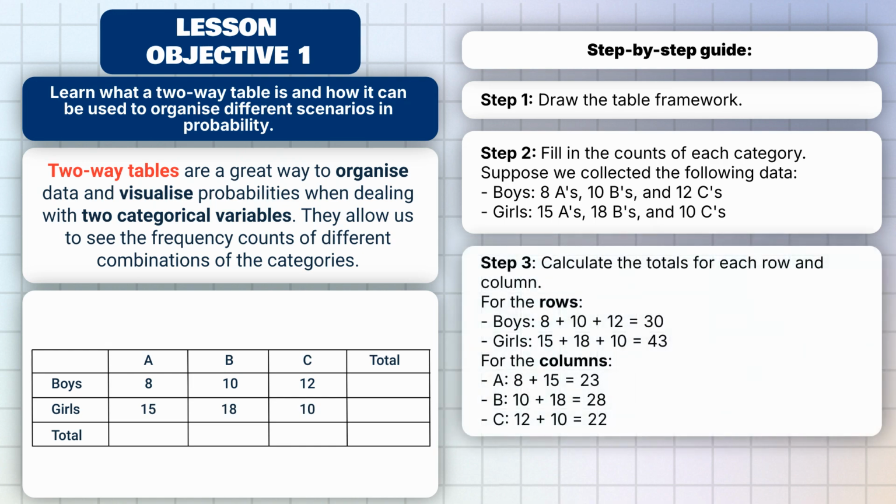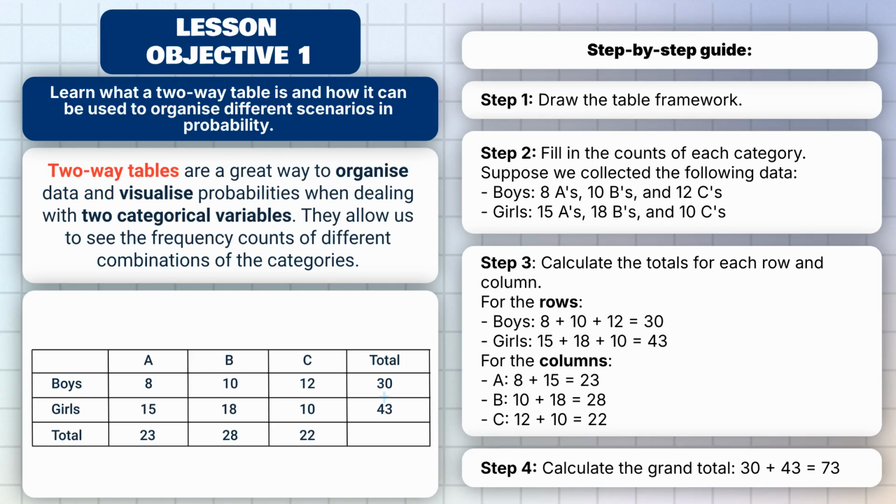Step 3. Calculate the totals for each row and column. For the rows, the boys' total is 8 plus 10 plus 12 equals 30. The total for girls is 15 plus 18 plus 10 equals 43. For the columns, A's total is 8 plus 15 equals 23. B's total is 10 plus 18 equals 28. And C's total is 12 plus 10 equals 22. Finally, we calculate the grand total. 30 plus 43 equals 73.